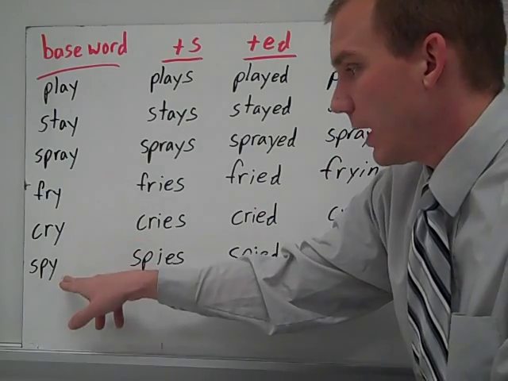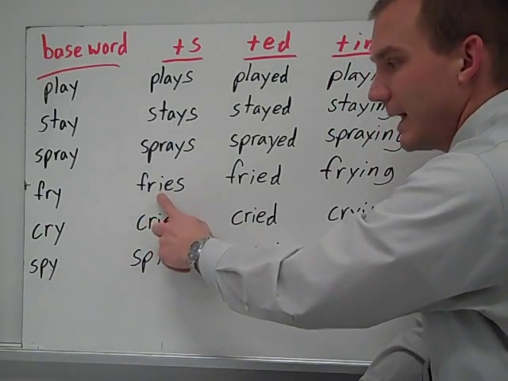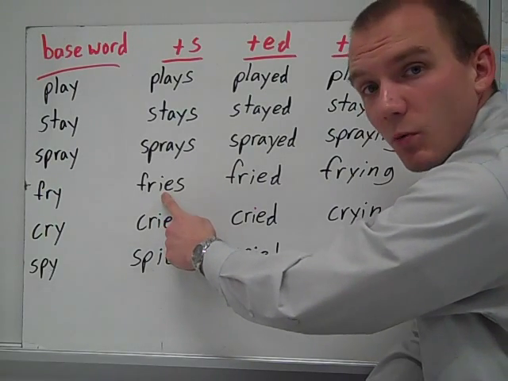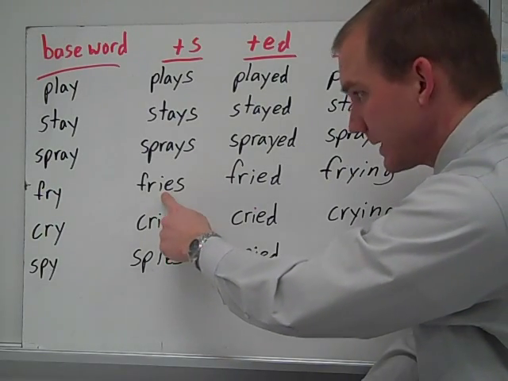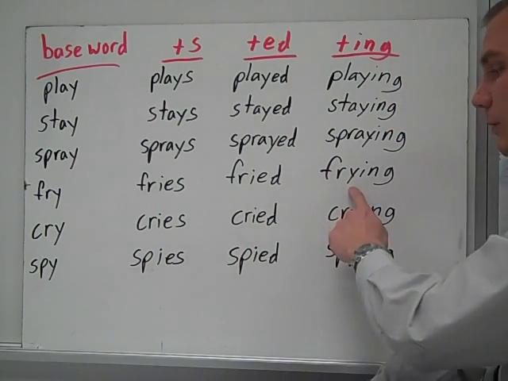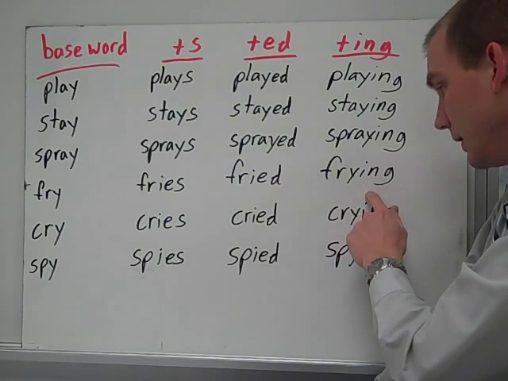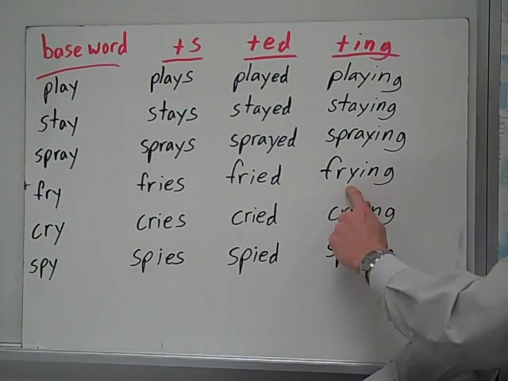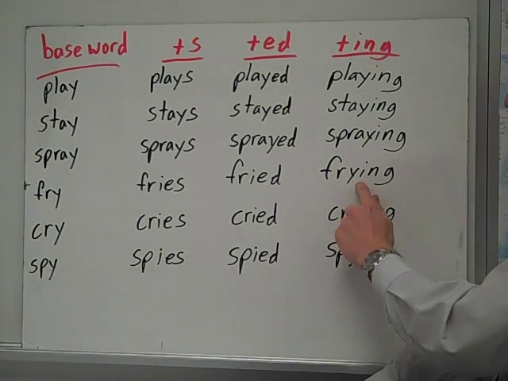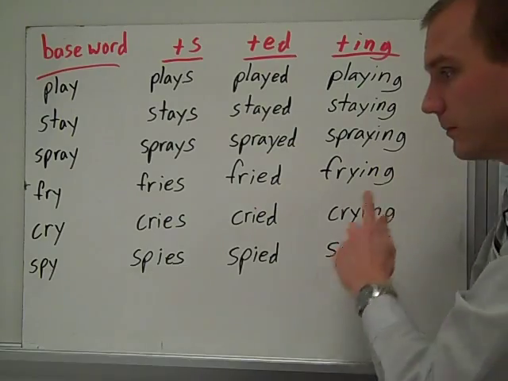Now, fry, cry, and spy all have consonant y. So fry becomes fries with an i-e-s. Change y to i and add es. Change y to i and add ed for fried. Keep everything the same at your ings because we don't double an i. Frying. Just think about that. If you change the y to an i, you'd have f-r-i-i-n-g. So instead we spell f-r-y-i-n-g.